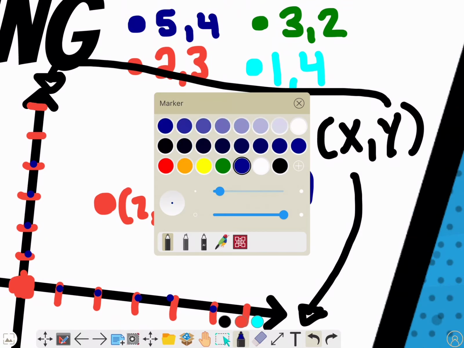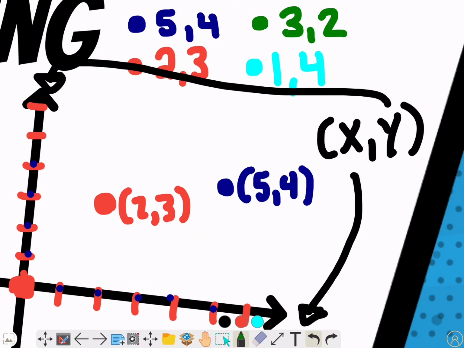Our next one we'll do in green is (3, 2), so we go over 3, 1, 2, 3, and we go up 2, and that's (3, 2). Our last one, pause the video and see if you can guess where that light blue would be.